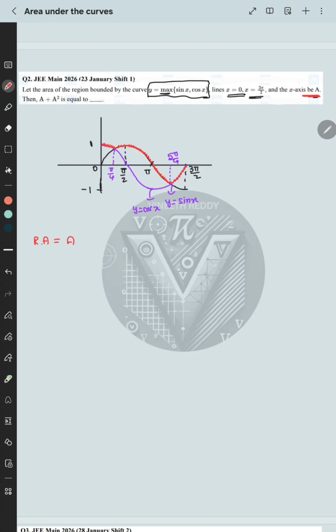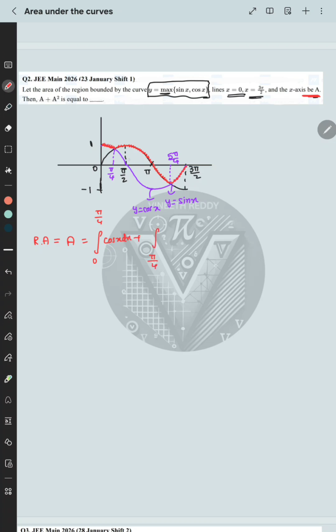Yeah, now from 0 to π/4, the required area is A. Now from 0 to π/4, which graph shall we use? We should be using this region, no? So this should be cos x dx. I hope you are understanding this.